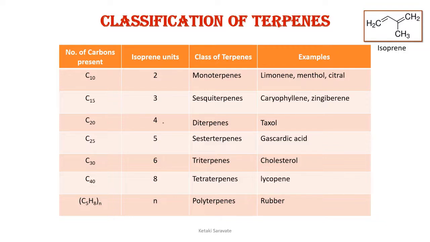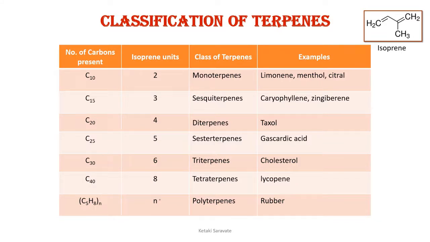Diterpenes, where 4 isoprene units are joined. The total number of carbons present is 20. An example is Taxol, which is an anti-cancer drug. Sesterterpenes have 5 isoprene units. Triterpenes have 6 isoprene units, and the total number of carbons is 30. An example is cholesterol. Tetraterpenes have 8 such isoprene units. An example is lycopene, which is found in tomatoes.